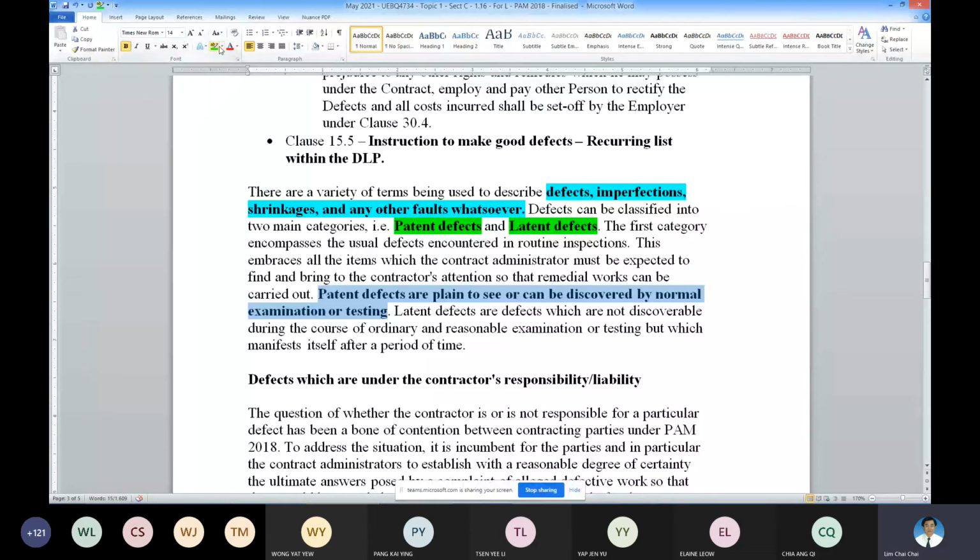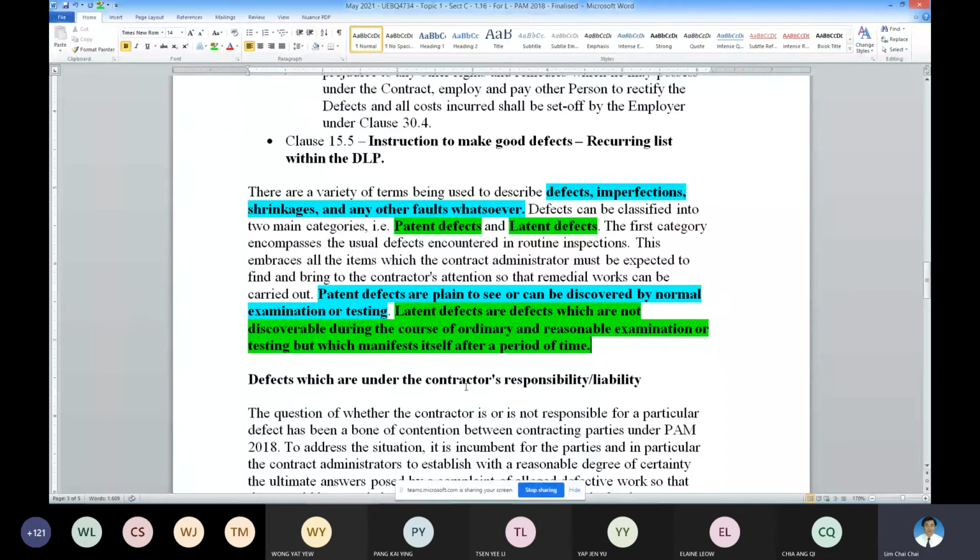There are patent defects, and then there are latent defects, which is your number 2. Latent defects, you cannot see now. They will only be raised after the project is completed. I hope you understand patent defects and latent defects. So these are two categories.